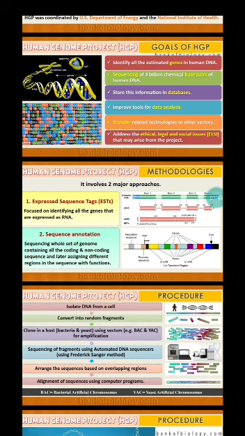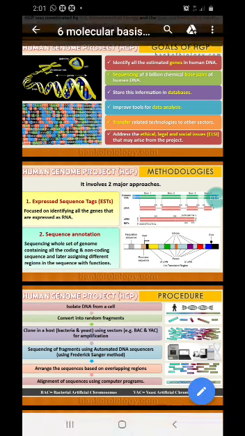After storing, we have to analyze these genes, right? So we have to improve tools for data analysis. Then transfer related technologies to other sectors like industries or agriculture or medicine or forensic or like that. Okay, address the ethical, legal and social issues, which is ELSI, that may arise from the project.